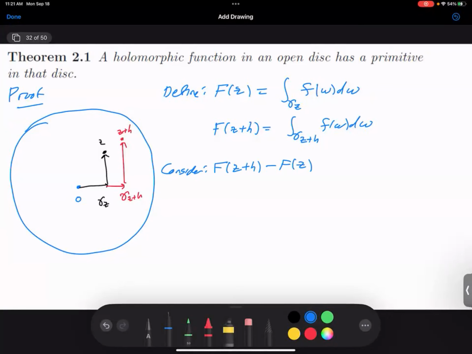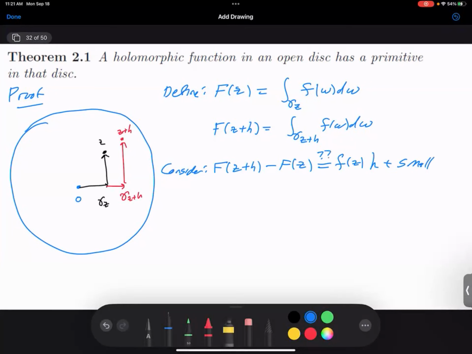What do you hope that this is approximately equal to? Couldn't quite hear you. What was that? 0. Well, it will be approximately 0 if h is 0. So let's do a little bit better than 0. How close should it be to 0? What should it be differing by? f multiplied by h, plus small. Yeah. So this should be equal to f of z times h plus small. And that's what we need to show.